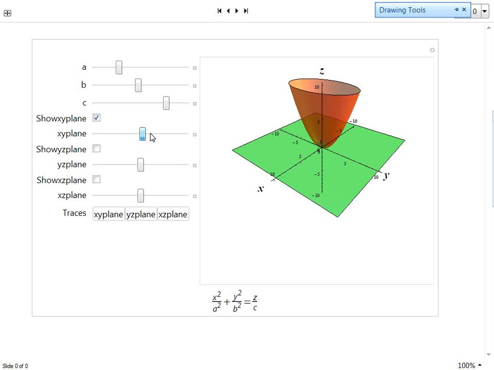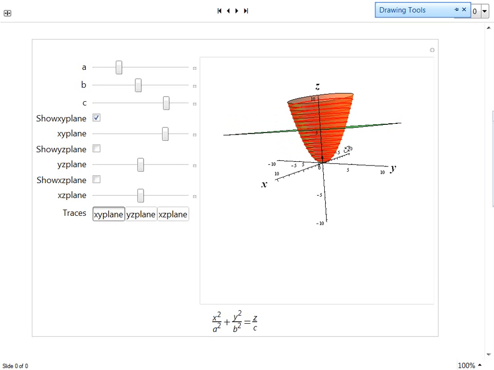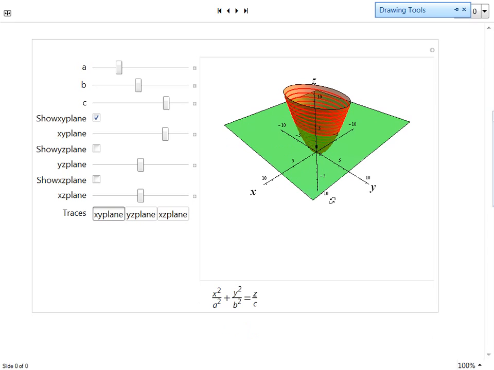Cut it with the XY plane up and down. Notice that those are ellipses. See all my ellipses? I just moved that plane up. See it? So if I move that plane up or down, everywhere I cut it, that intersection's an ellipse.